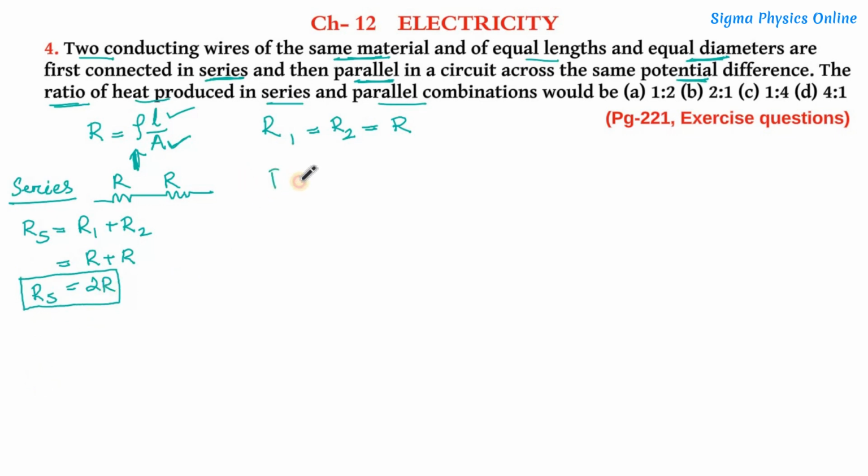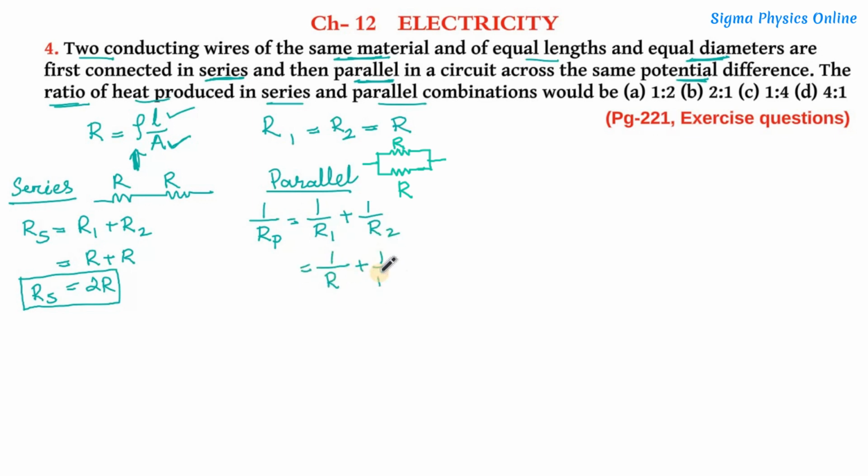Now let's find out the equivalent resistance when these wires are connected in parallel. Now for a parallel combination, the equivalent resistance is given by the formula 1 by Rp is 1 by R1 plus 1 by R2, which is 1 by R plus 1 by R because both the wires have the same resistance. So 1 by Rp comes to be 2 by R. Since 1 by Rp is 2 by R, Rp will be R by 2. So this is the equivalent resistance when these wires are connected in parallel.